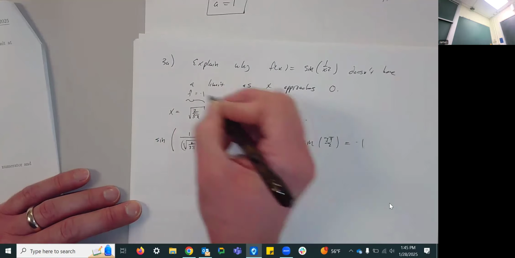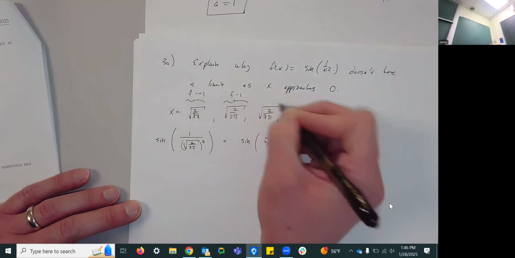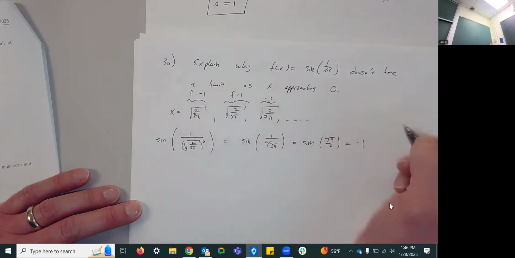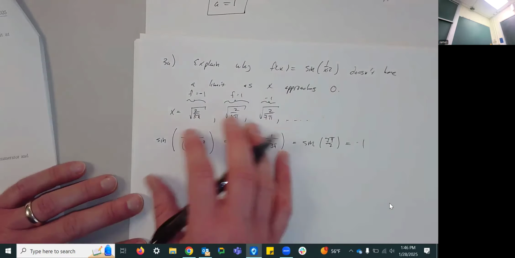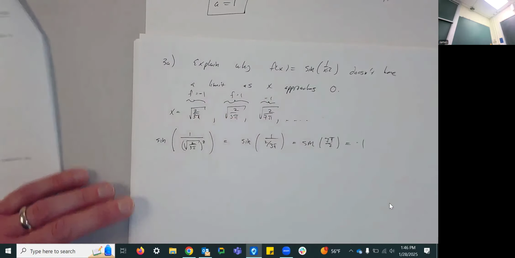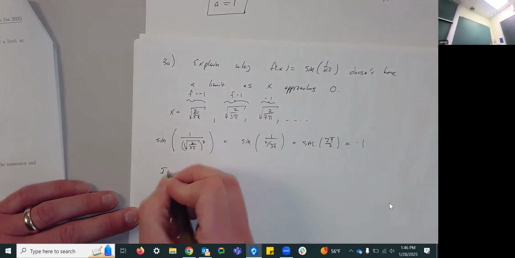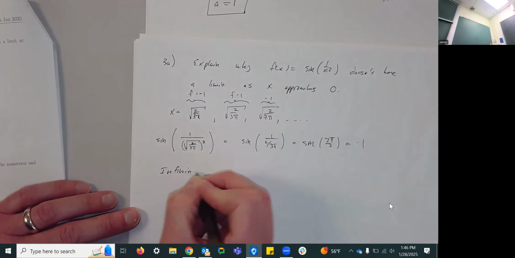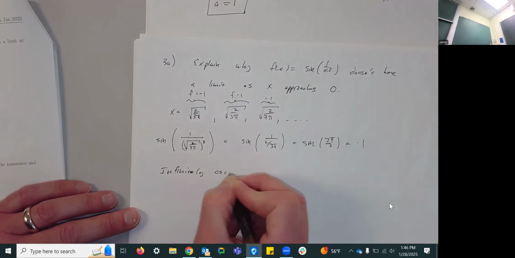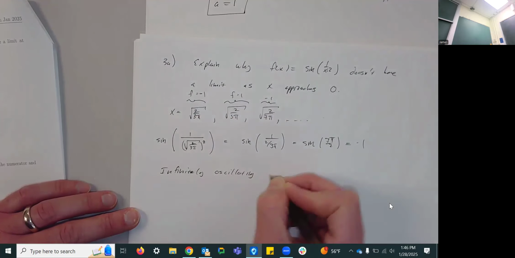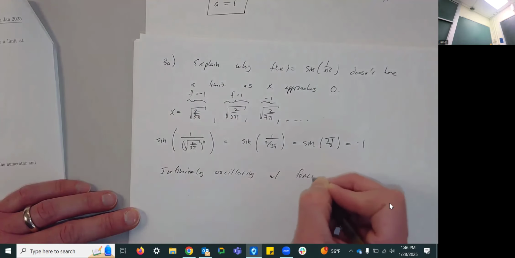You plug this one in, you're going to get f equal to +1, -1, and so on and so on. I don't think you need to say all that, but it's good to have an idea of what's really happening. The function's just going back and forth, back and forth as we get closer and closer to 0. So infinitely oscillating with function values between -1 and 1.